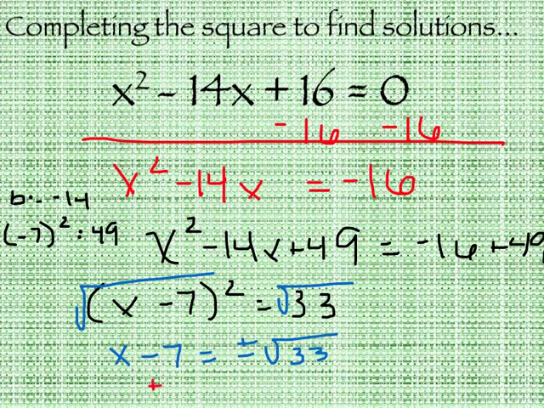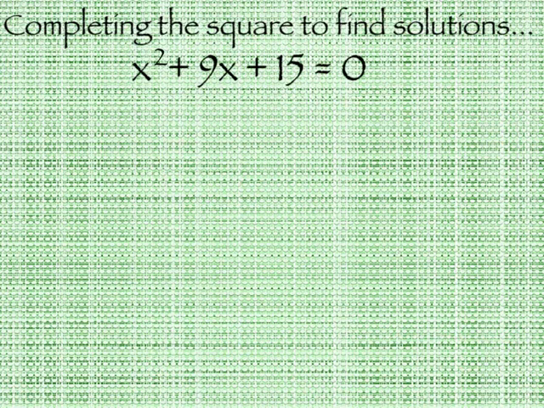We then add 7 and add 7, and we get that x equals 7 plus or minus the square root of 33. And that is our final answer. Now, if you plugged the square root of 33 into your calculator, did 7 plus that, and then 7 minus that, you would get two different answers for your solution. So I know that last example was a bit rushed, so let's go ahead and try another.